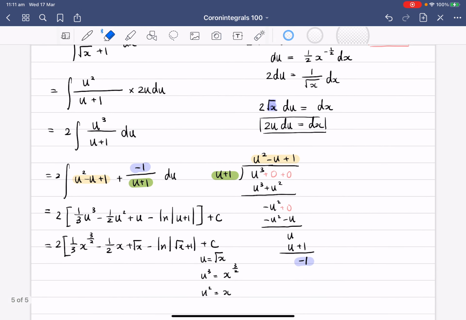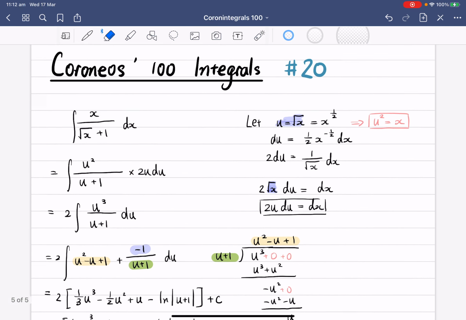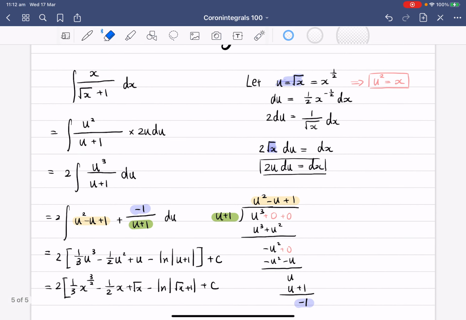All right, it's a pretty hard question because they don't tell you what substitution you need to use. Most likely you probably need to try a few times before you can get to the right substitution. The idea behind it is you do need to get rid of the square root of x. Okay, so replacing the square root of x by just a u will make the fraction a bit easier to simplify towards the end.